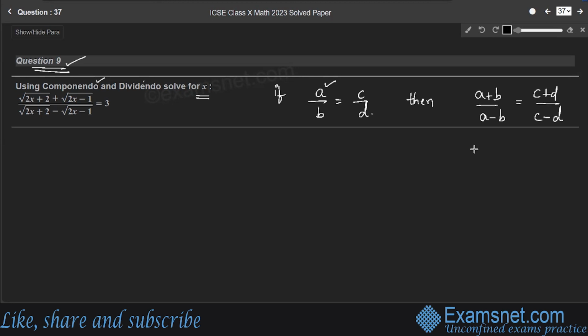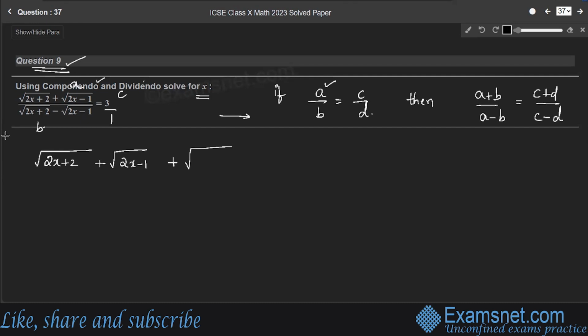So here A is the numerator term, root of 2x plus 2 plus root of 2x minus 1. This is A, and the B part is the denominator part, is equal to C is 3 and D is 1. 3 is nothing but 3 by 1. Apply componendo and dividendo rule here. So A plus B by A minus B. Here A is root of 2x plus 2 plus root of 2x minus 1. This is A plus B.